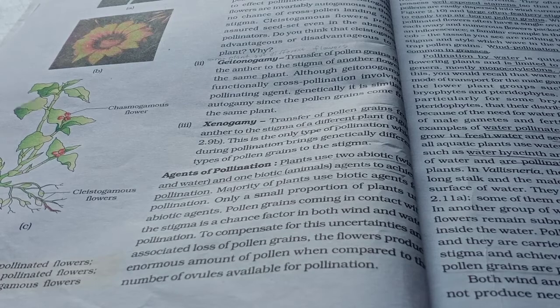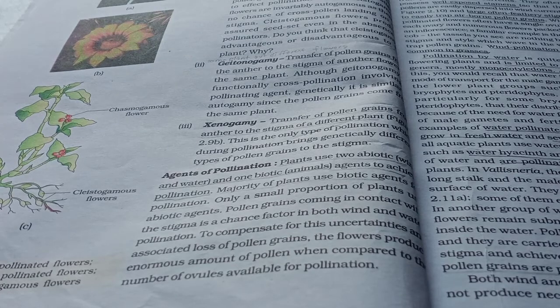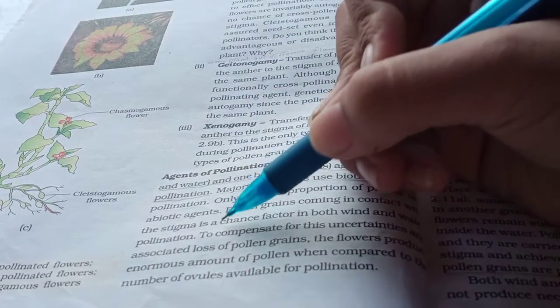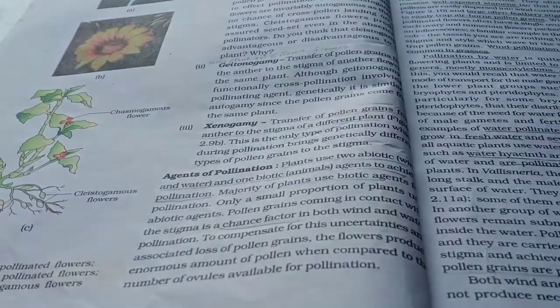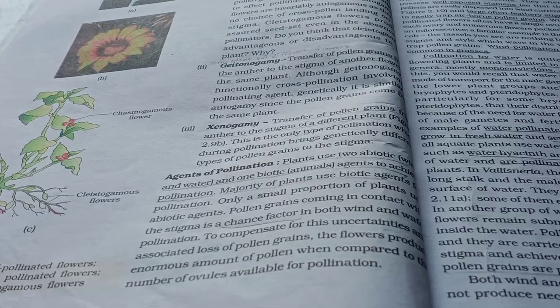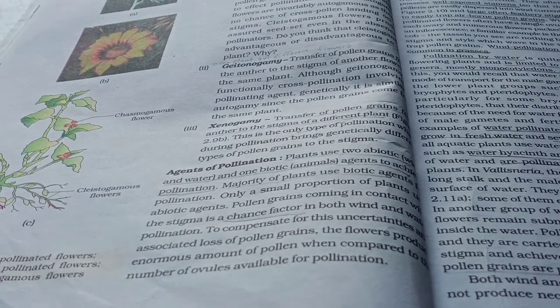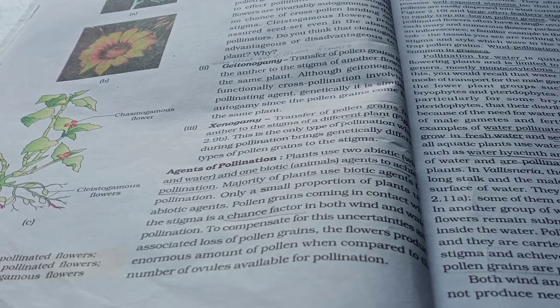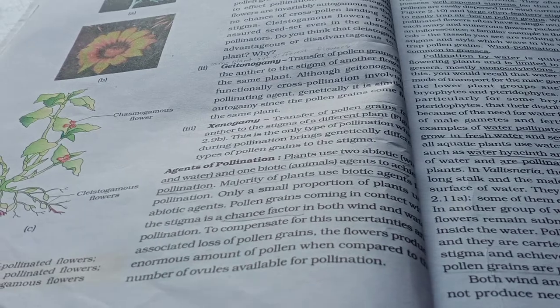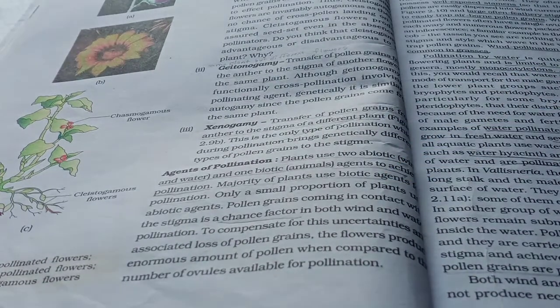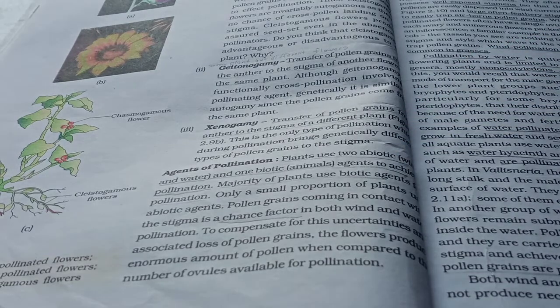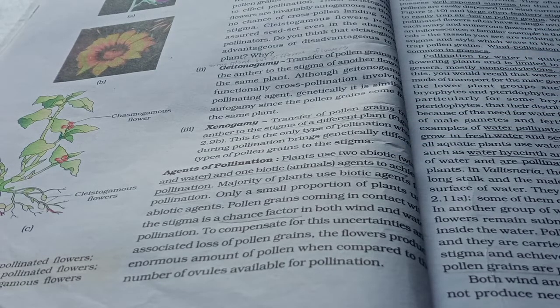Pollen grains coming in contact with the stigma is a chance factor in both wind and water pollination. Why is it called a chance factor? Because when we talk about chance, it's more like luck. It's more about luck when pollination is by wind and water. So if it is for animals, it is more likely that the pollination is going to succeed.